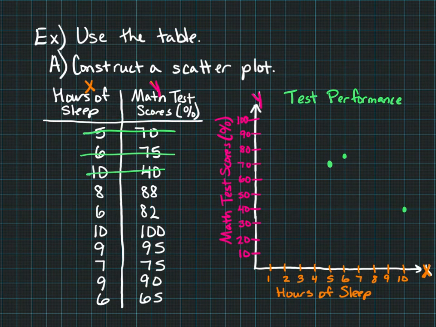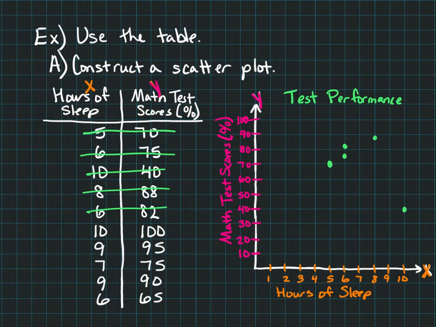8, 88. I can't tell exactly where 88 is, but I know it's a little under 90. Plotted my point and crossed it off. Then 6, 82. It's going to be just a little over 80. It's going to be, whoops, wrong place. It'll be about right here. Plotted my point and I crossed it off.